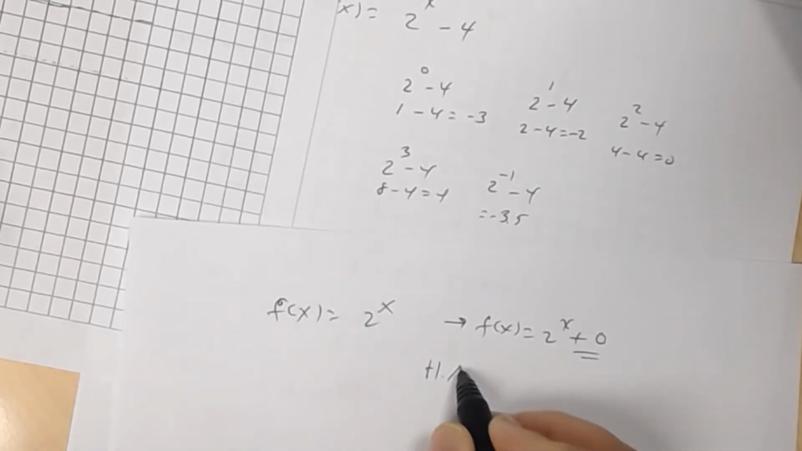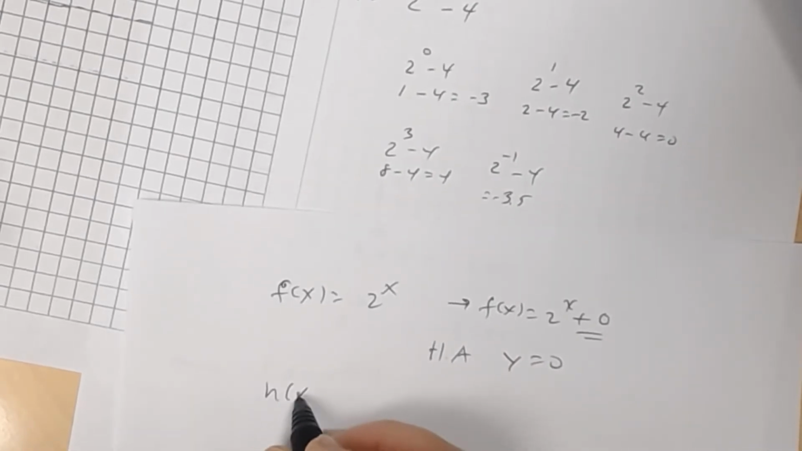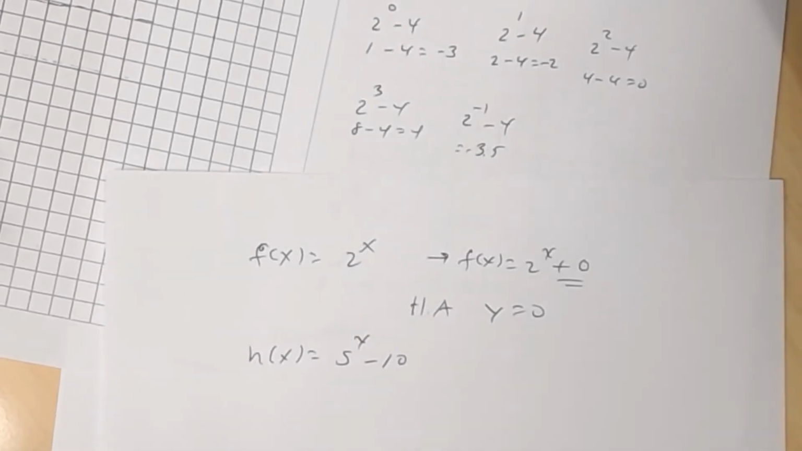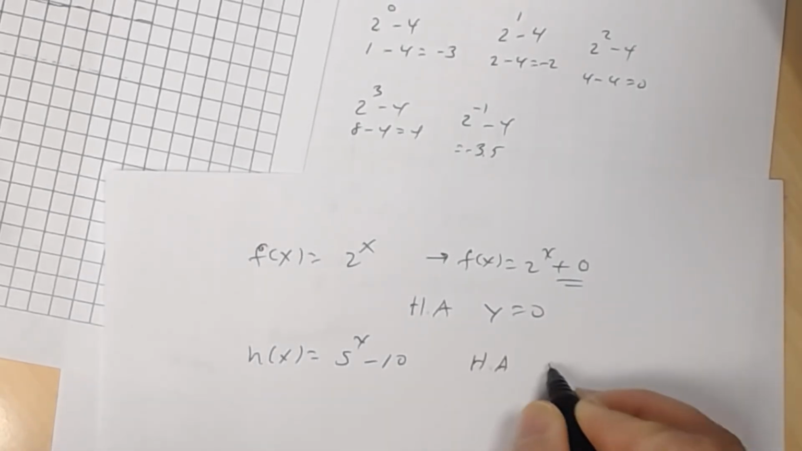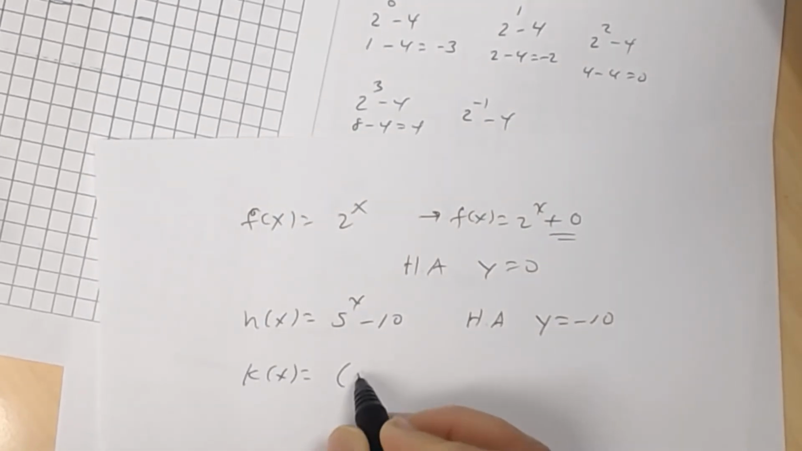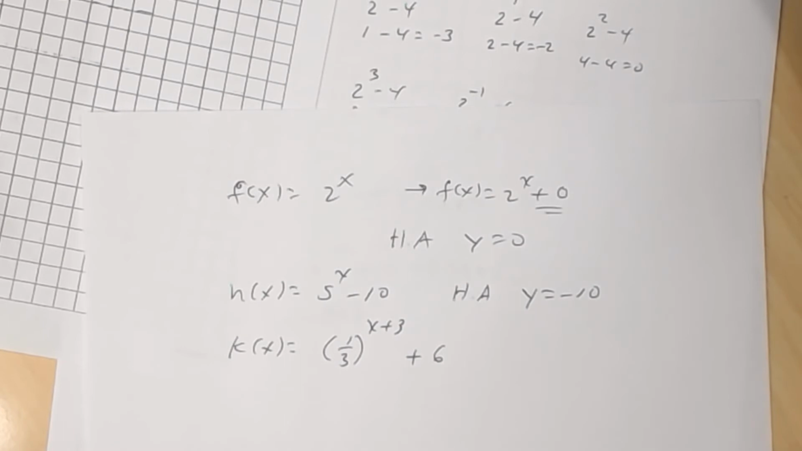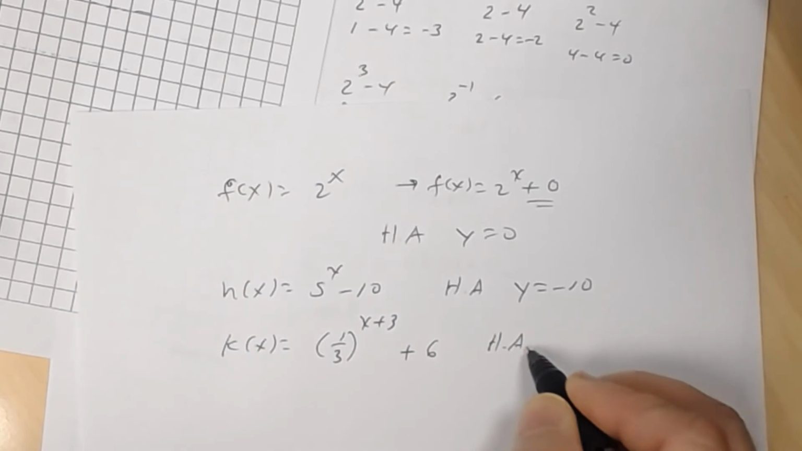So my horizontal asymptote, I'm going to note HA. Your horizontal asymptote is y equals 0. So my function is h of x equal 5 to the x minus 10. What is your horizontal asymptote? What's a horizontal asymptote? So your y values are getting closer and closer to what number? Negative 10. So your horizontal asymptote is y equal negative 10. If I have k of x equal 1/3 to the x plus 3 plus 6, what's your horizontal asymptote? It's that number right here, positive 6. So your horizontal asymptote is y equals 6.